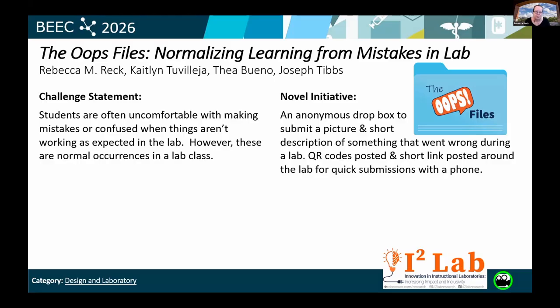And so I posted a QR code and a short link around the lab, hoping that they would just submit either quick screenshots or cell phone pictures that we could start creating this database. The idea came from a Keen workshop on assessment that I participated in, and this is obviously for those of you at Keen schools. Learning from failure is a key mindset for Keen as well.